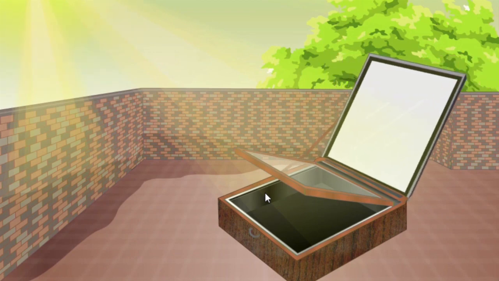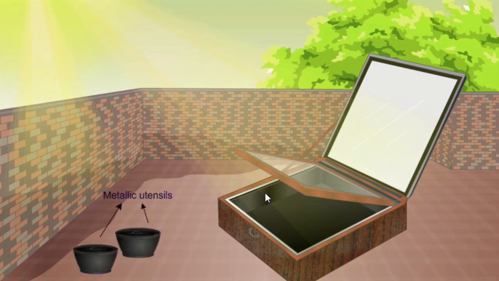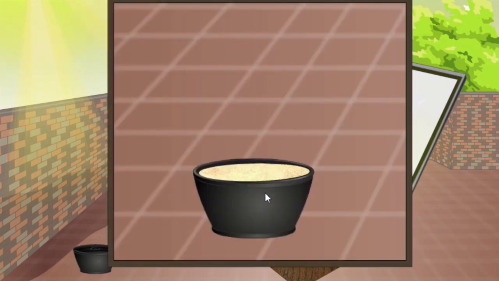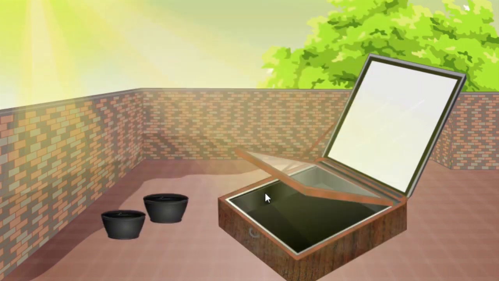In order to cook food in the solar cooker, metallic utensils are used and their external surfaces including lids are also blackened so that they can absorb maximum amount of heat energy. The food materials such as rice, dal etc. are placed in the utensils with appropriate amount of water and lids are fixed on them. Now these utensils are then transferred to the solar cooker.